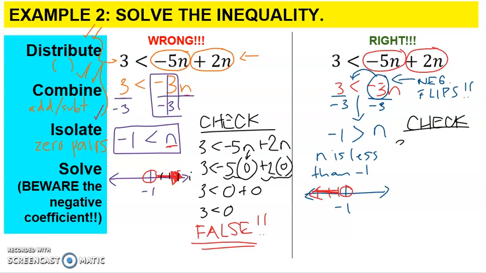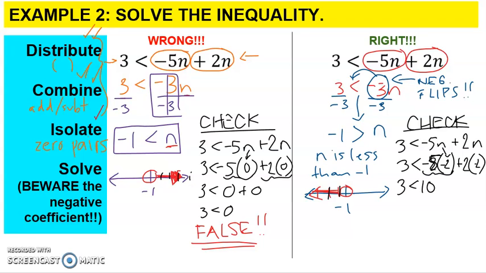Okay, so I'm going to have 3 is less than -5n plus 2n. And then I pick anything that's in this solution set over here. Let's just do -2, right? -2 is less than -1. So everywhere n is now, I'm going to pick -2. Okay, so I have 3 is less than positive, oh, that should be a 5, sorry. 5 times -2 is positive 10. 2 times -2 is -4. 3 is less than 6.